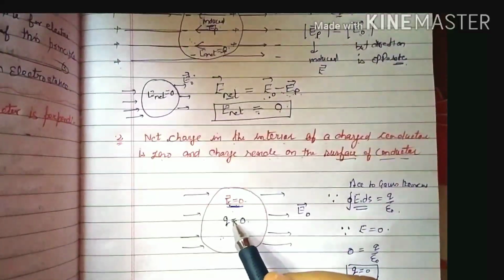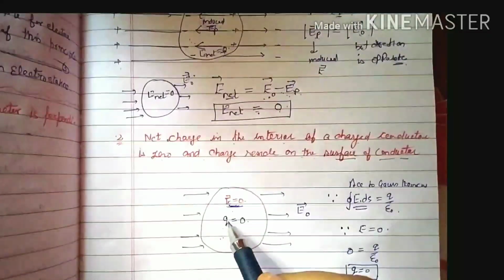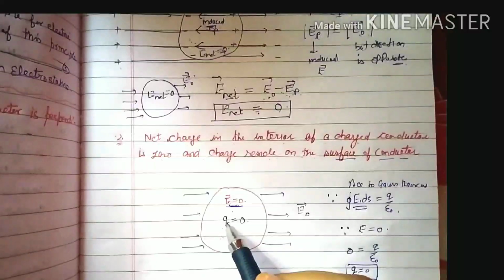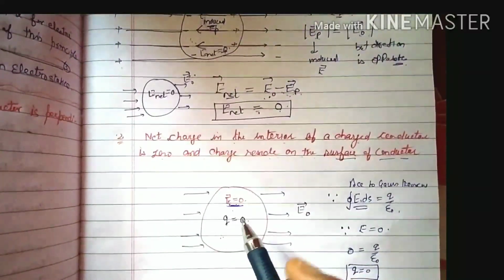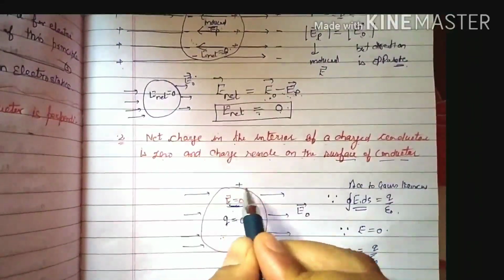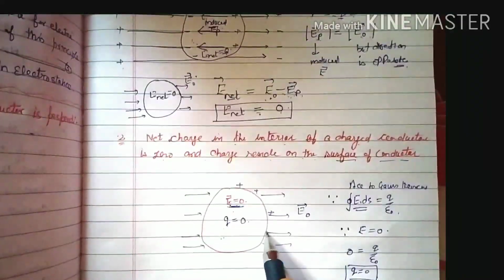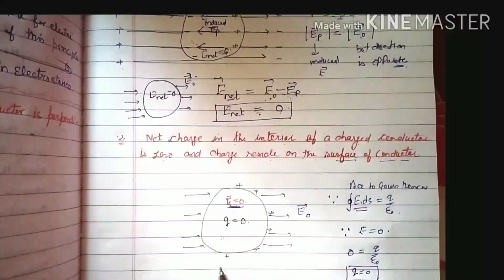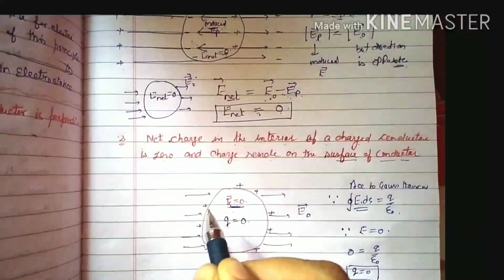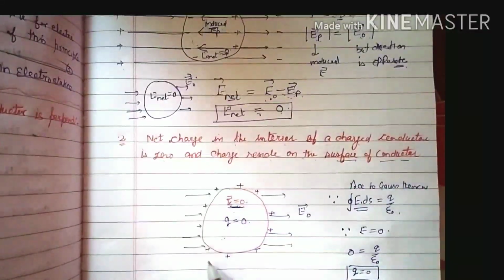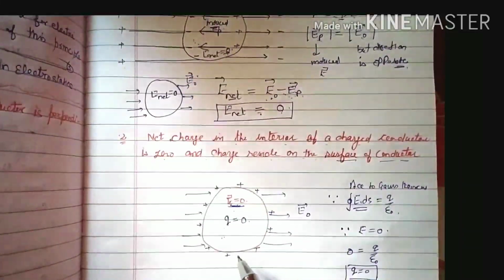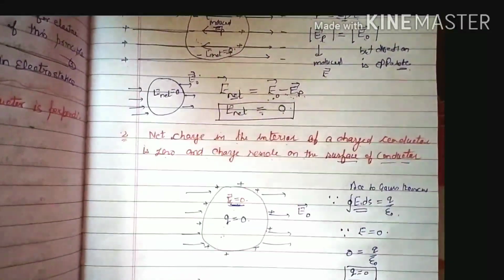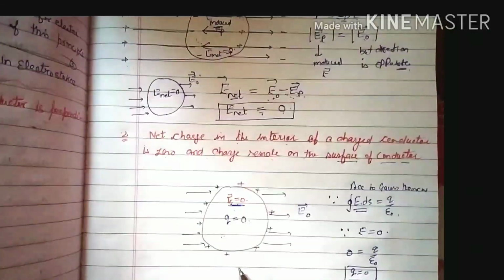So the electric field is 0 and the charge is 0 inside the conductor. So where will the charge reside? Because the conductor has free electrons, charge is there. So where will the free charge reside? Obviously, the charge will reside over the surface of the conductor, in this way. So this is our second point. These two points are very important. I hope you understand these. Thank you.